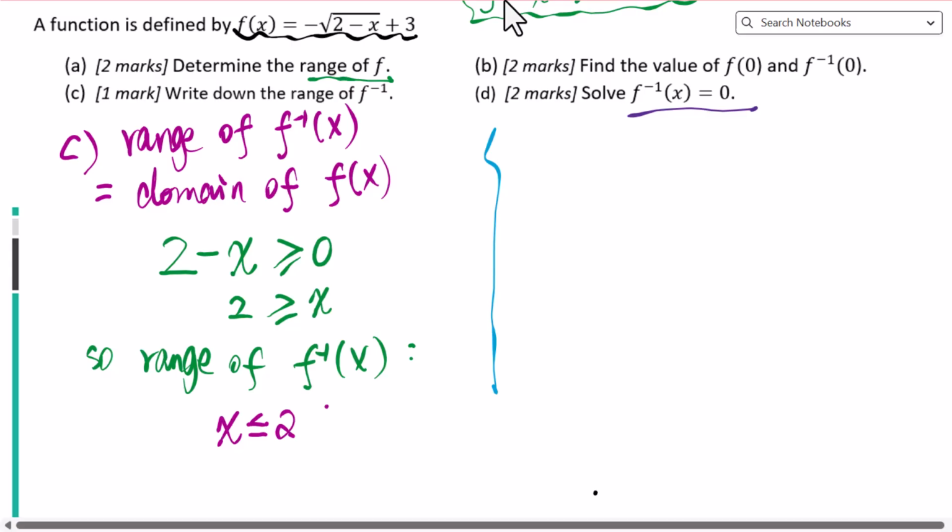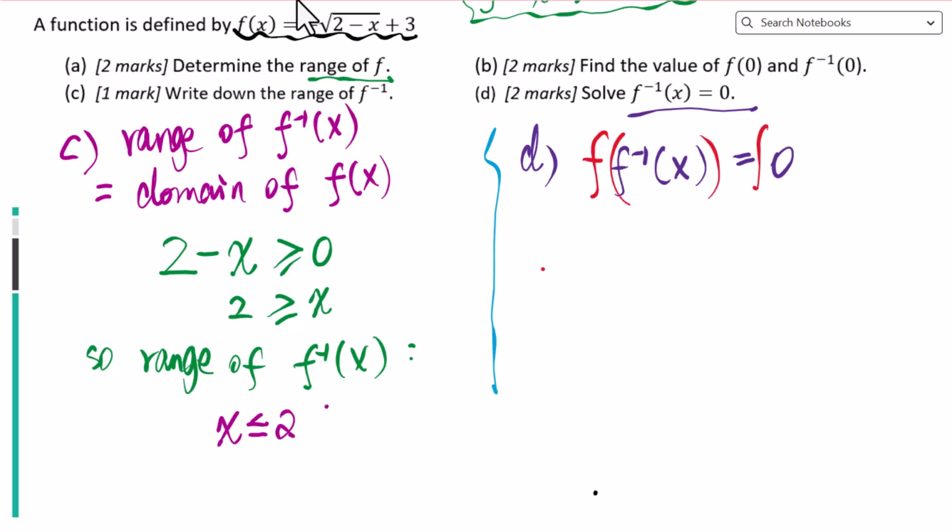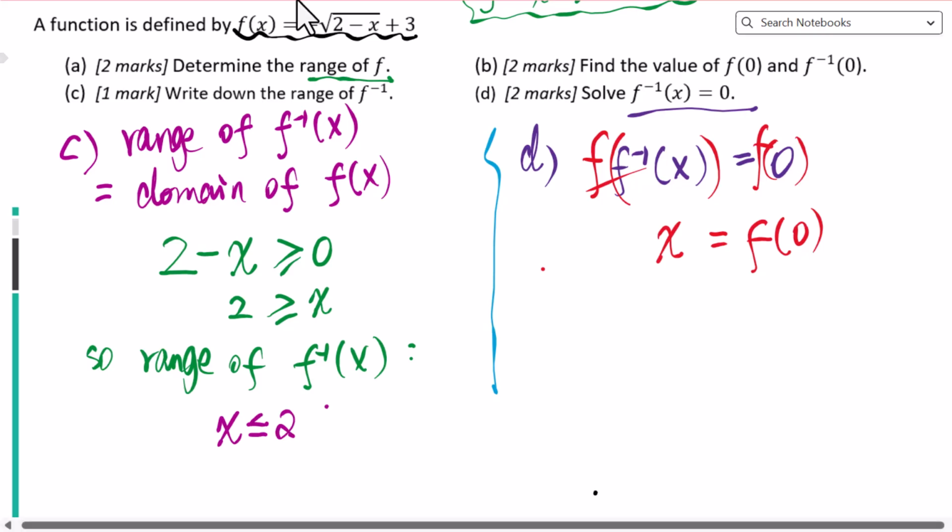Solve inverse of f of x equals 0. Let's take f function both sides. Cancel, got x equals f of 0. We already got f of 0 from question B, which is 1.59.